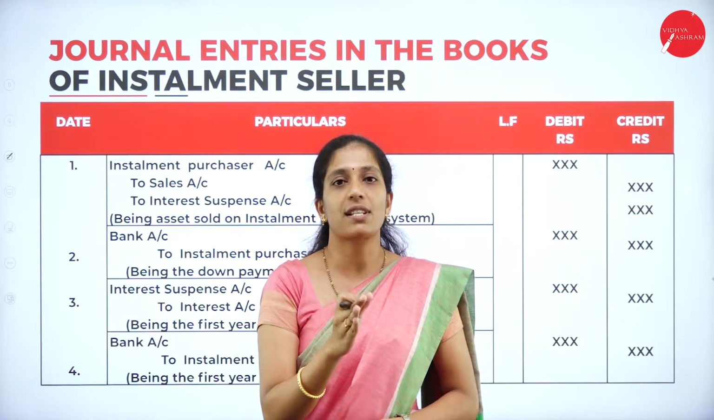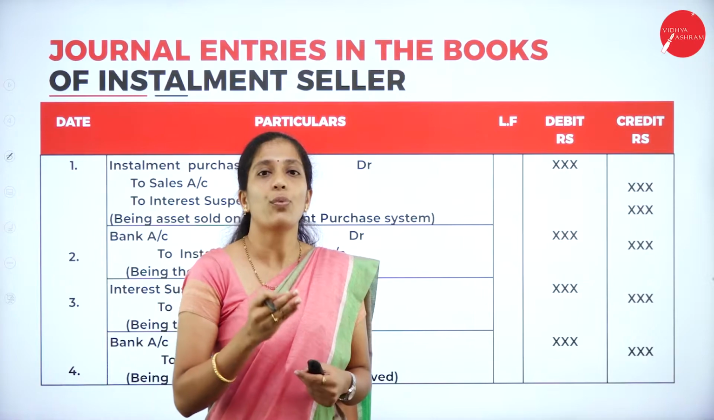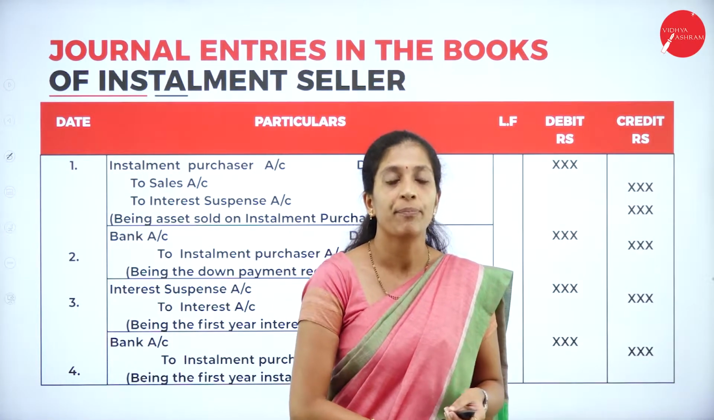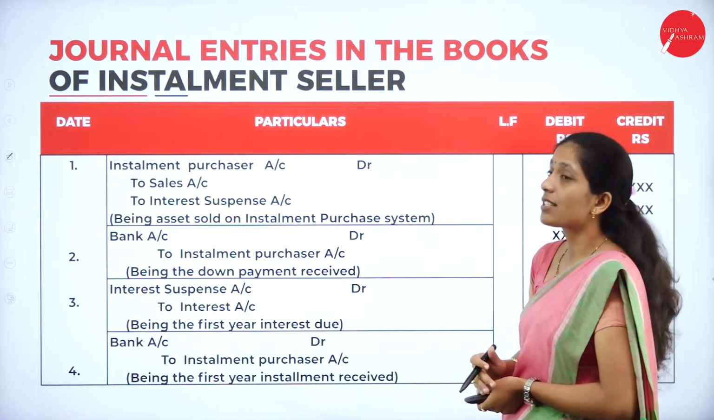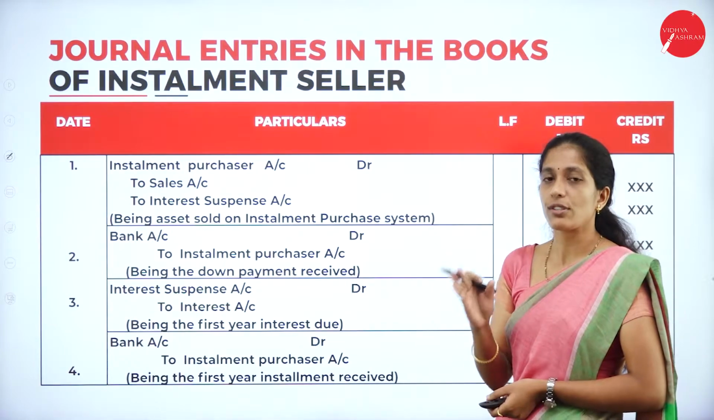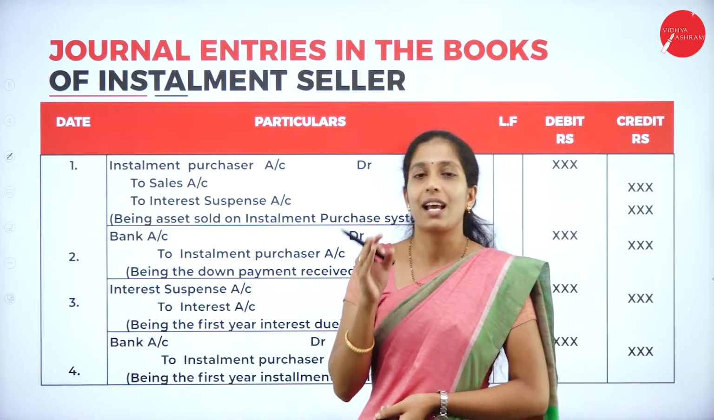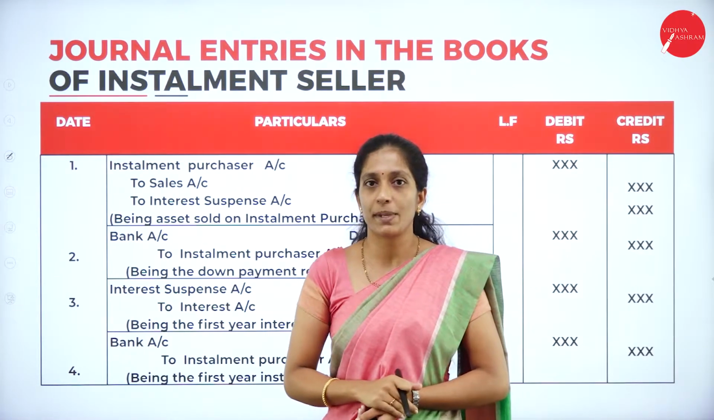Till now we have discussed journal entries in the books of installment purchaser and how we are going to prepare accounts in the books of installment purchaser. Now we shall see what are the journal entries in the books of installment seller. Same as hire purchase system, the only changes will be there in interest suspense account. Other than that, all the entries will be same.